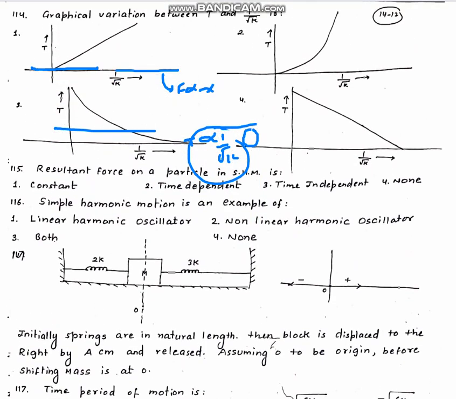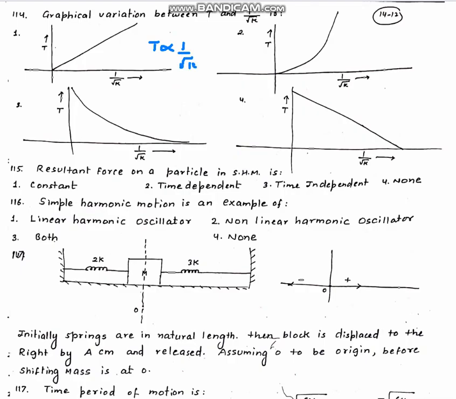Next is graph between T and 1 by root k. So here T is proportional to 1 by root k, and let's say 1 by root k is equal to x. So graph will be a straight line as given by curve 1. Next is resultant force on a particle in SHM, constant or time dependent. So it is obviously time dependent because it depends on x, which depends on time.